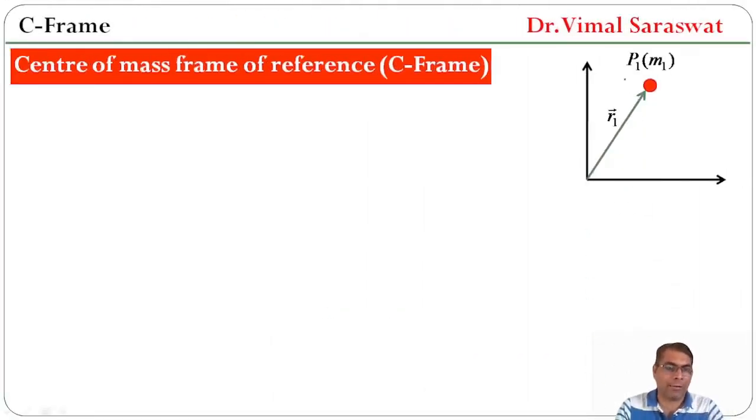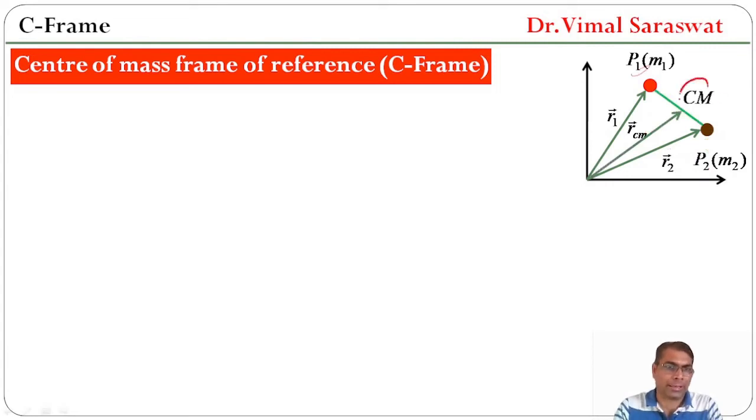Now here we have a particle which is at point P1, and the mass of this particle is m1 and the position vector of this particle is r1. Here we have another particle which is at point P2, and the mass of this particle is m2 and the position vector of this particle is r2. So here we have a two particle system.